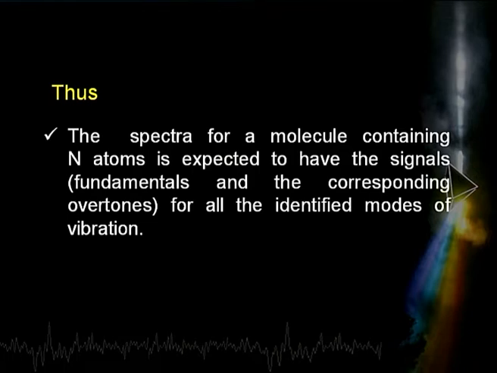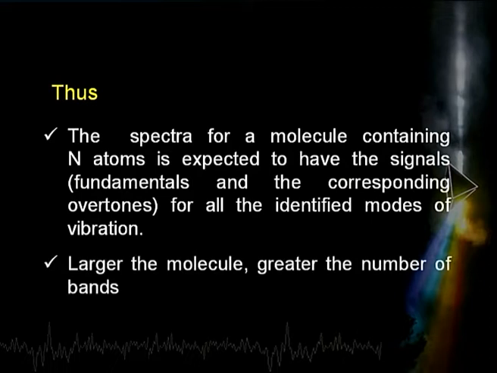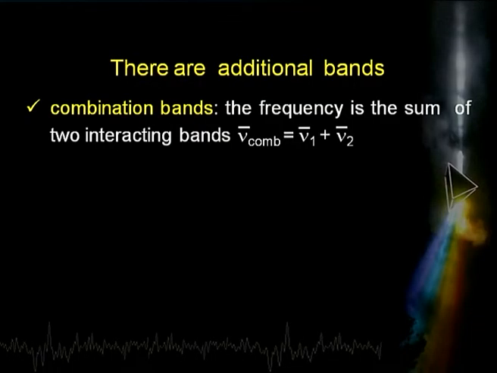Do we get a complex spectrum? Let us see further. The larger the molecule, the greater the number of such bands. In addition to all these bands, there are certain additional bands, and there are different varieties. Let us see what these are. One of them is the combination bands, which, as the name suggests, are combinations. A given combination band could be the sum of two vibrational bands.